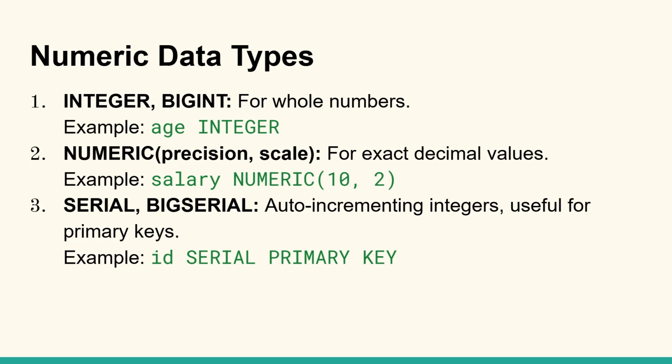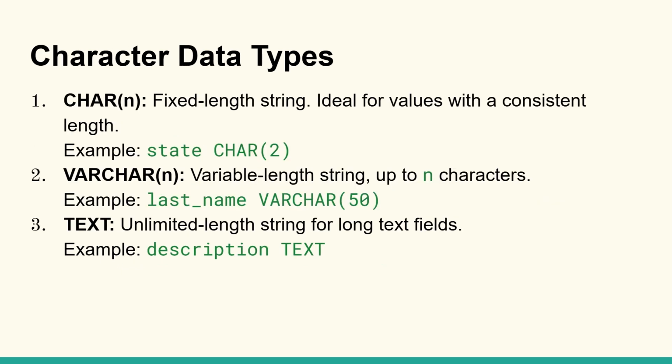These can be used for financial applications requiring exact calculations such as salaries or tax rates. If we talk about serial and big serial, then these are auto-incrementing integers commonly used for primary keys. Serial automatically generates a unique value for each new row that is inserted, whereas big serial is the same as serial but it supports larger numbers. Character data types are ideal for storing textual data ranging from small fixed length strings to large variable length text.